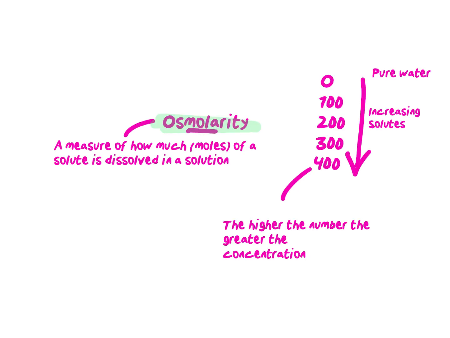Another key word we need to know or talk about is osmolarity. Osmolarity refers to the measurement of how much of a solute is dissolved in a solution. It's a bit like water potential that we did in year 12, where 0 is pure water. There's nothing dissolved in it, so it has an osmolarity value of 0. As we increase the solute, so we're dissolving more solutes in this solution, we're making it more concentrated, the osmolarity increases. The higher the number, the greater the concentration.